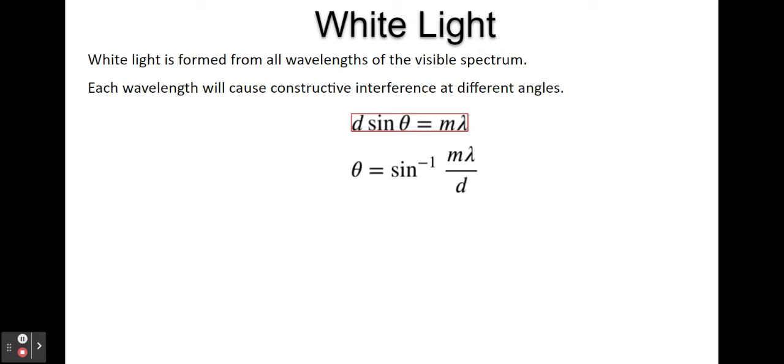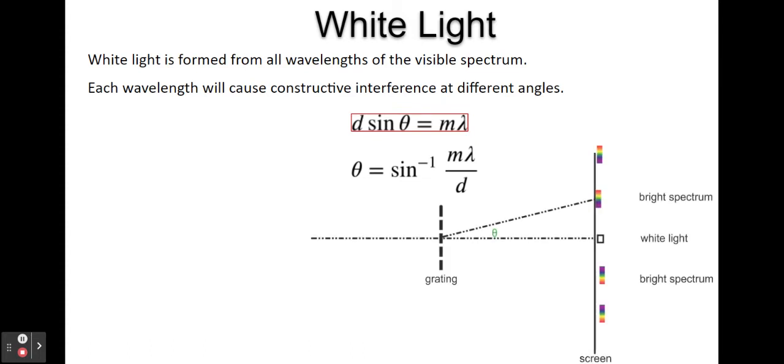Now, at the center maximum, m is 0. So theta would also be 0 at the center maximum, regardless of the wavelength. So when we're at the center maximum, the wavelength doesn't matter. We get constructive interference at the same place. However, where m, our maximum number, is 1, 2, 3, or whatever, the angle theta depends on the wavelength. And the bigger the wavelength, the bigger the value of theta.